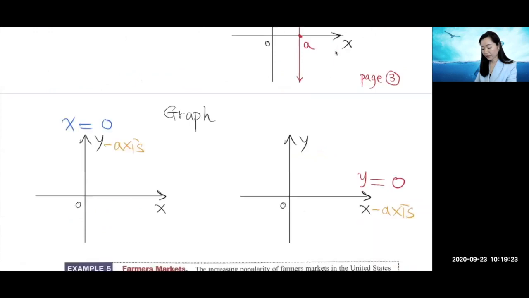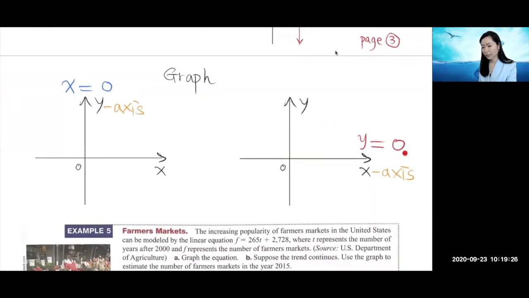Let's try to graph these two equations. The first one, x equal to 0. So let's practice on that one. X equal to 0, horizontal or vertical? You tell me. Well, the x coordinate has to stay the same, so it has to be a vertical line. So it's a vertical line, and passing 0 over here. So it is this vertical line over here. And it is actually the y-axis.